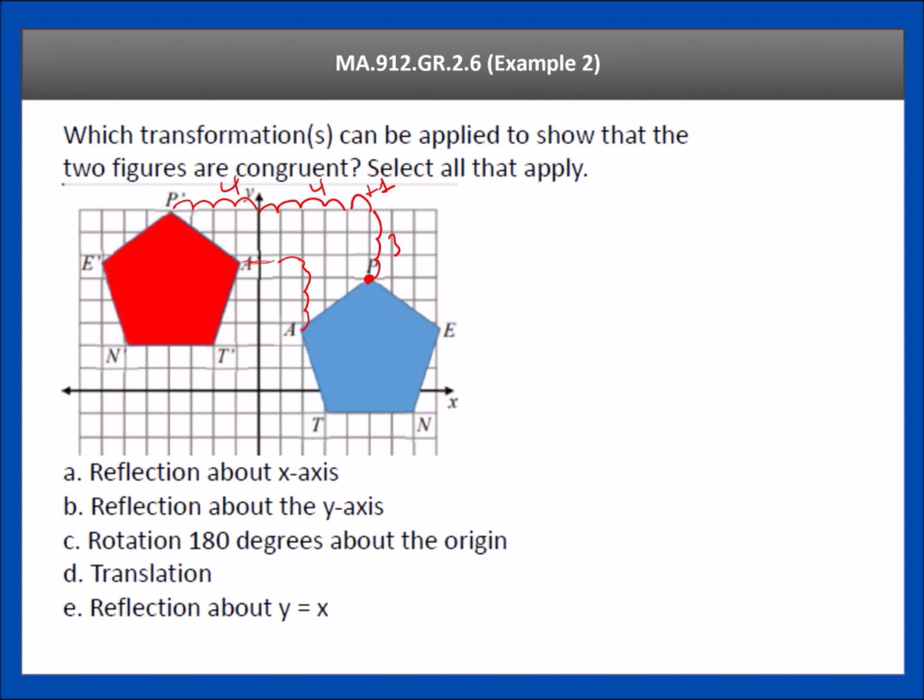So you're going to translate it, and then follow that up with a reflection, then flip it about the y-axis. So we're reflecting about the y-axis, and then we are translating, and that's how we get from the blue to the red.